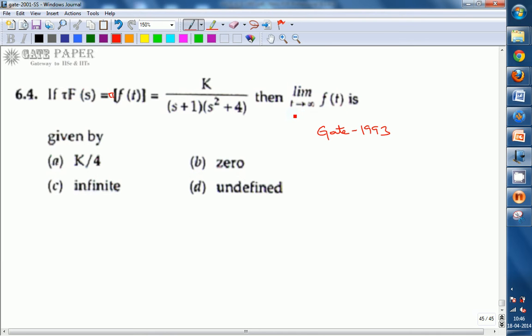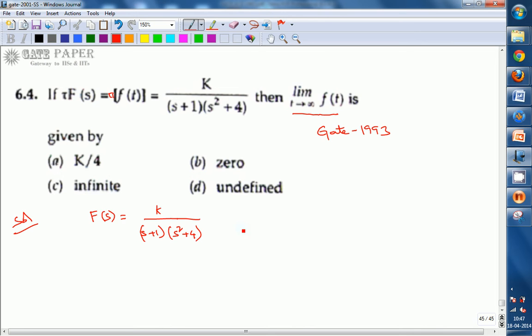So here this is nothing but the steady state value, that is, we need to find f(t) at t equals infinity, the steady state value of the output f(t). By observing, it is given that F(s), that is the Laplace transform of f(t), is given as K by (s plus 1)(s square plus 4).